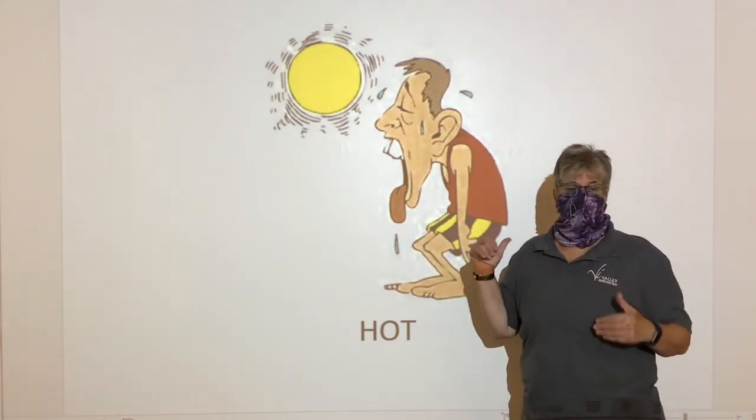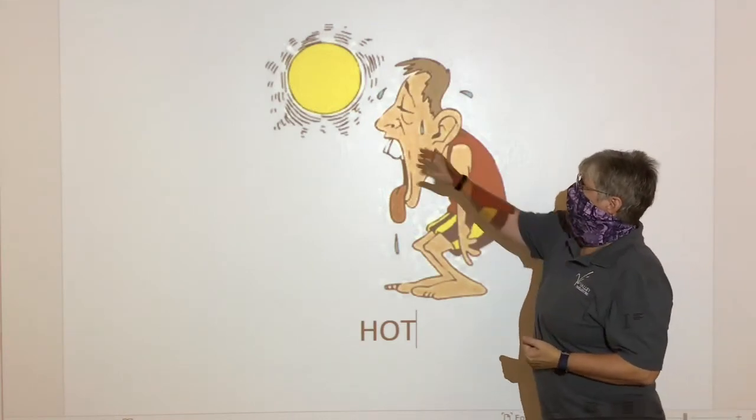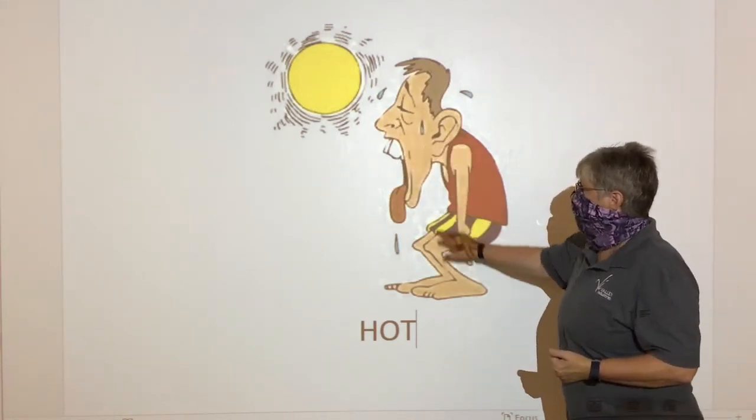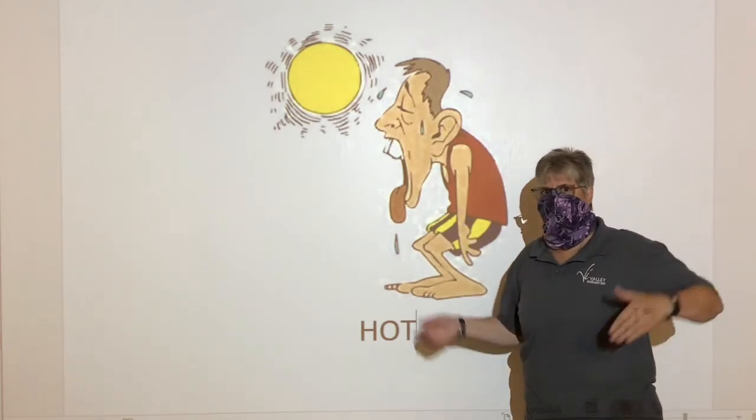Again, I have the answers on the back sheet with pictures that might help you. But you can tell this one: the sun's out, the guy's sweating, he looks like he's really thirsty, he's got some shorts on, he's very hot. What is the opposite of hot?